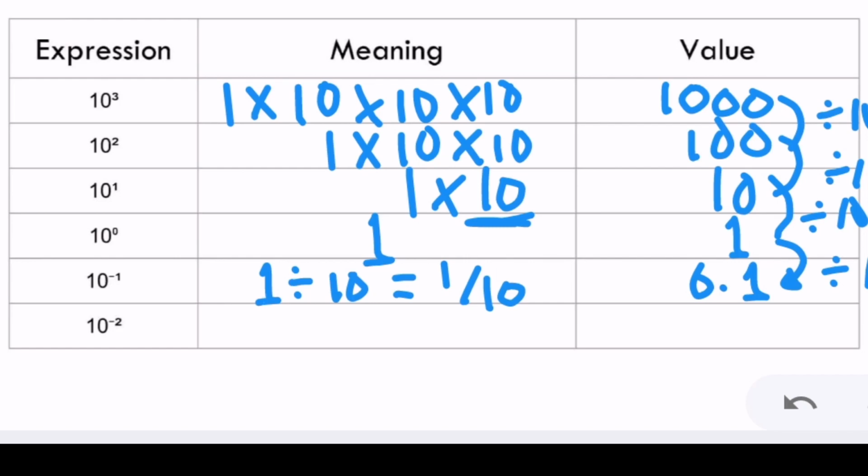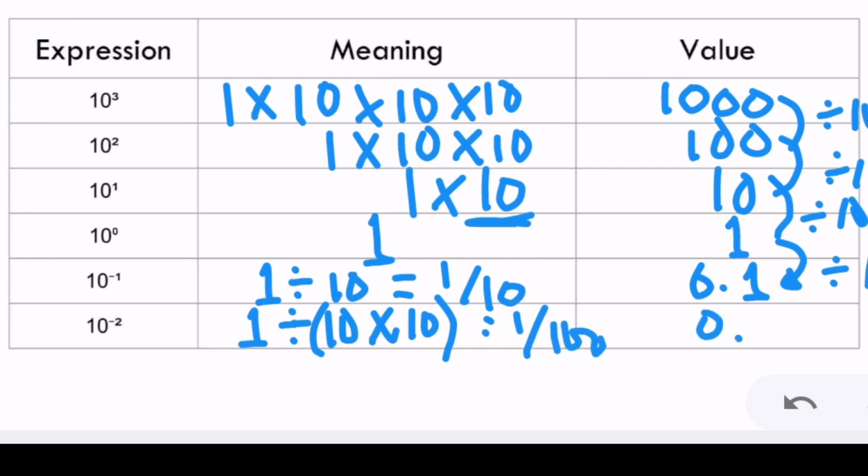Now let's continue. If 10 raised to negative 1 is divided by 10 once, this time for 10 raised to negative 2, we're going to divide 1 by 10 again. In 10 raised to negative 1 we divided by 10. And since we are now in 10 raised to negative 2, we will divide by 10 twice. So we will have 10 times 10, and that will give us 1 over 100, or simply 0.01.